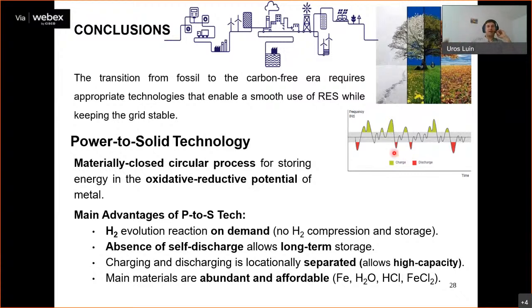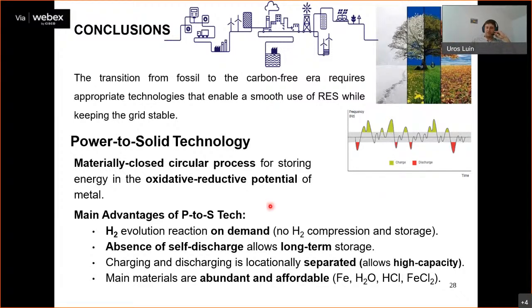And to enter the carbon-free era, we need appropriate technology that enables smooth use of renewable energy sources while keeping the grid stable. And I presented to you one way of using the power-to-solid technology, which is basically a materially closed circular process for storing energy. The energy in this case is stored in the change of oxidative reductive potential of the metal, in this particular case iron.